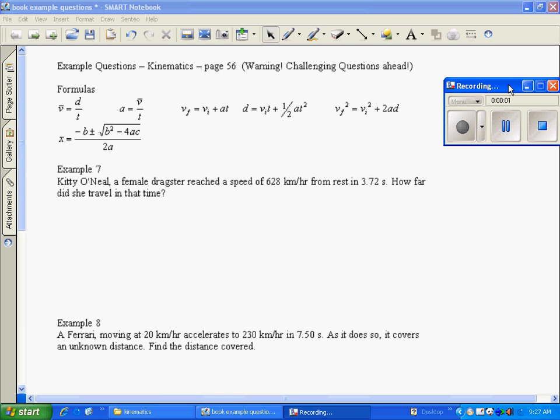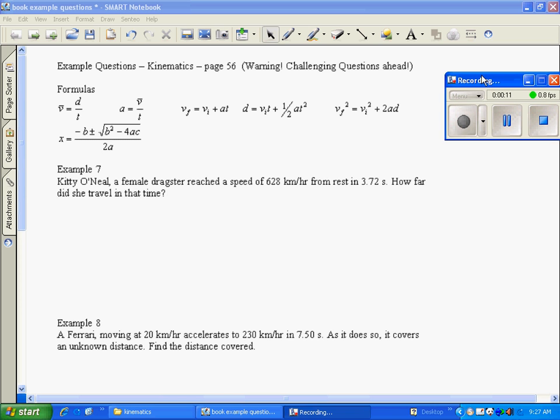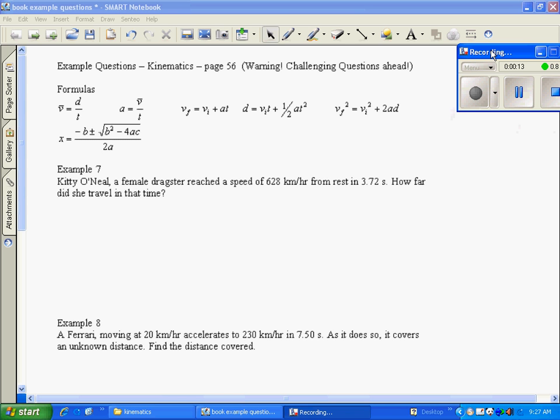Okay, so these are page 56 in the textbook, and what I've done is I've typed out the examples for you so that you've got a copy of them. So when you go on to study physics, you've got examples of these in your binder, that of course you're going to keep, right?